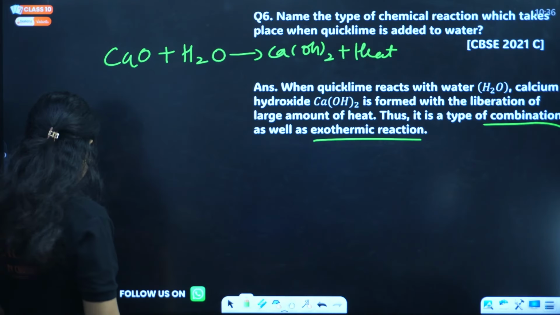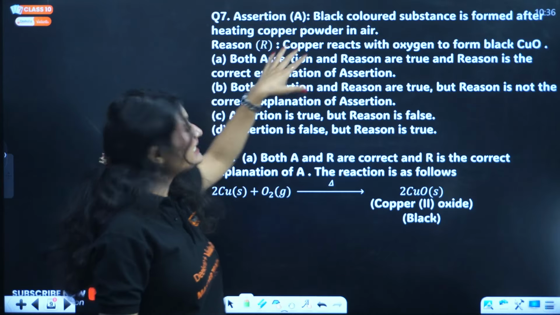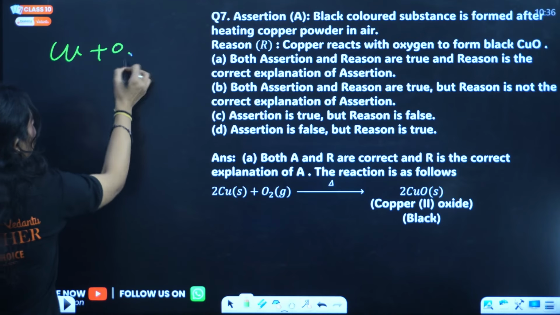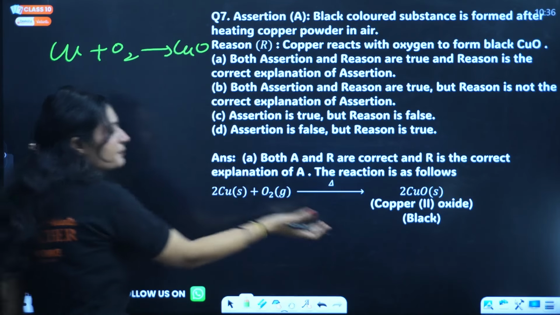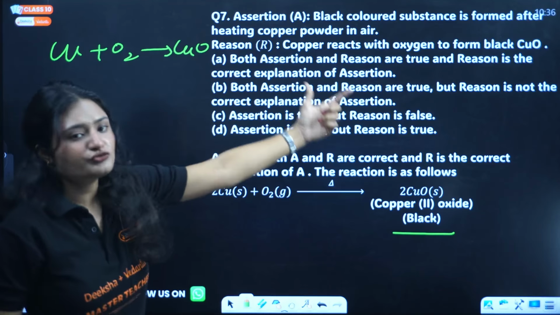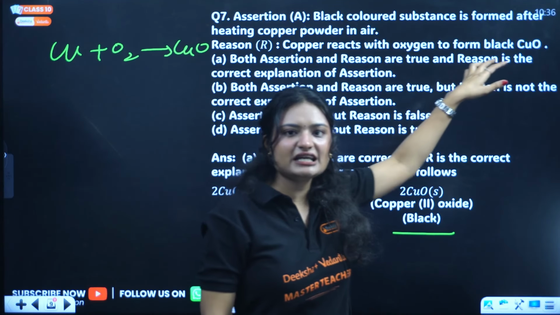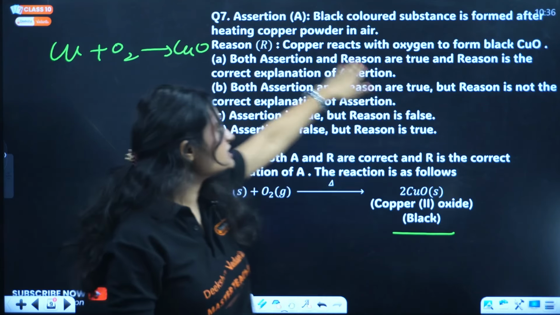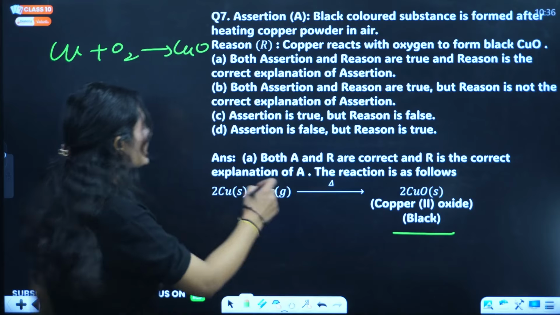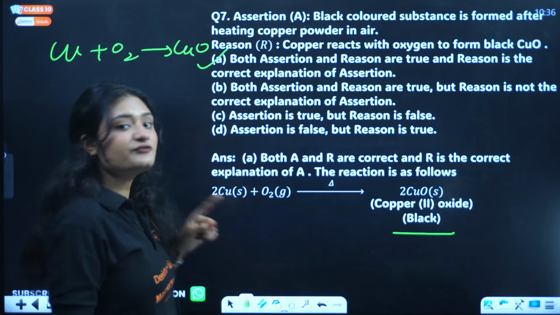Okay, next question. Assertion says black colored substance is formed after heating copper powder in water. So when you heat copper in water, what are we getting? We are getting copper oxide. What is the color of copper oxide? Black in color. Reasoning says copper reacts with oxygen to form black copper oxide. Yes, that is the reason. If this is the observation we are getting, the explanation for that is this reason: that copper reacted with oxygen to form copper oxide. So both assertion and reasoning are correct, and reason is the correct explanation of assertion.